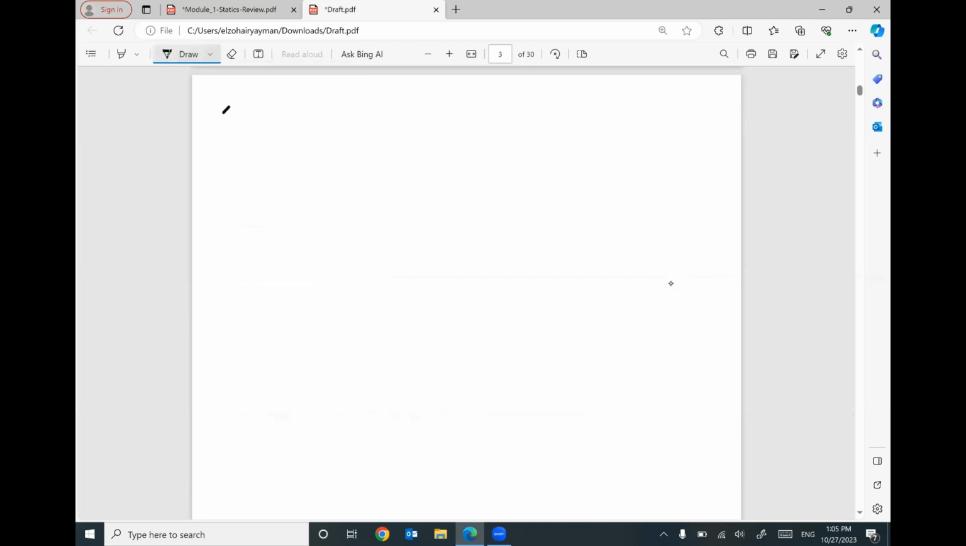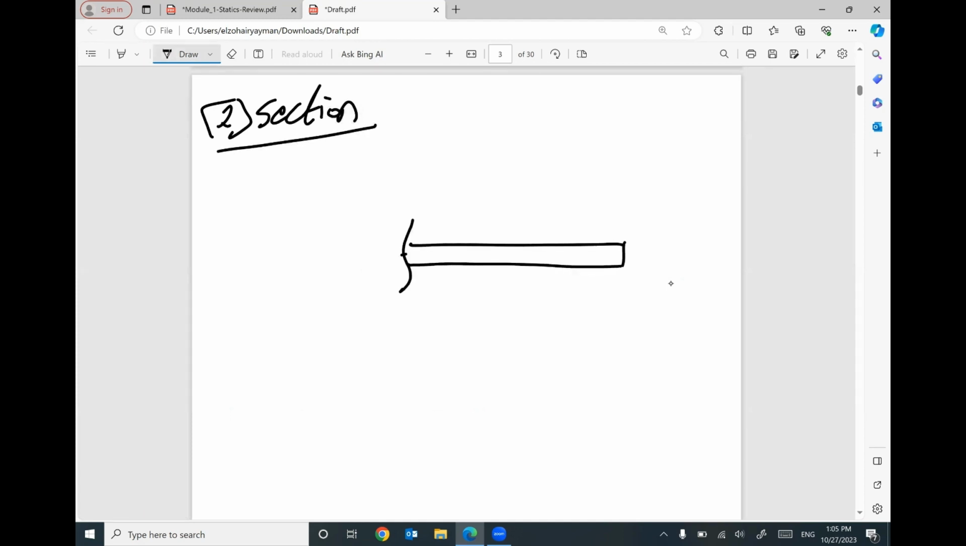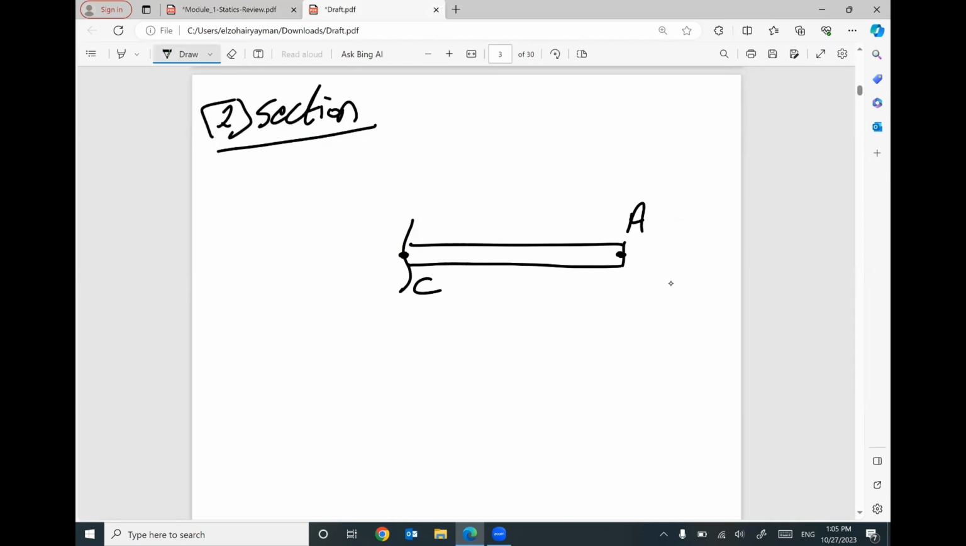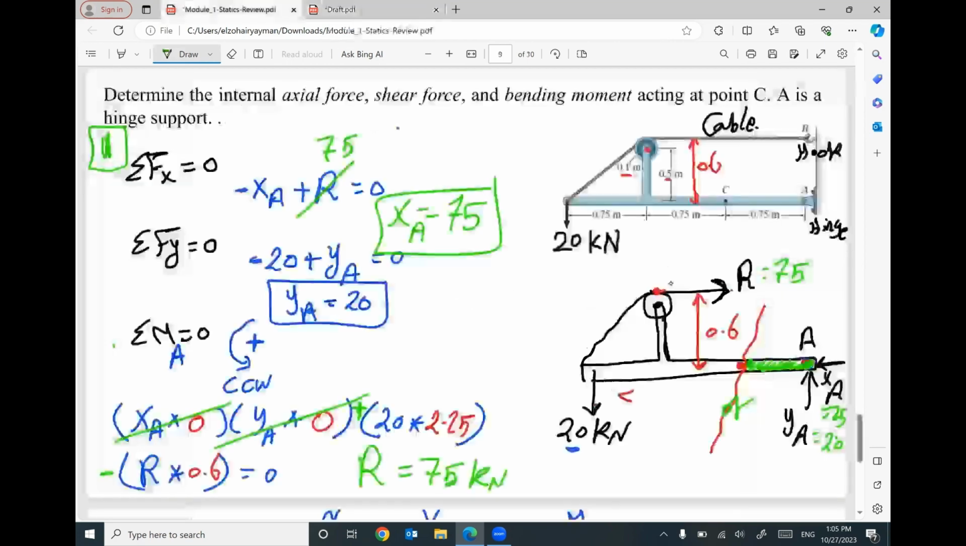So after you did your section, I have this right-hand side part. Here is your cut at point C. Here is your point A, I think. We have at A two reactions, YA and reaction XA equals 75. This distance equals 0.75 meter. Nothing else. After you did cut, I decided to use this part. I have only two reactions, nothing else.